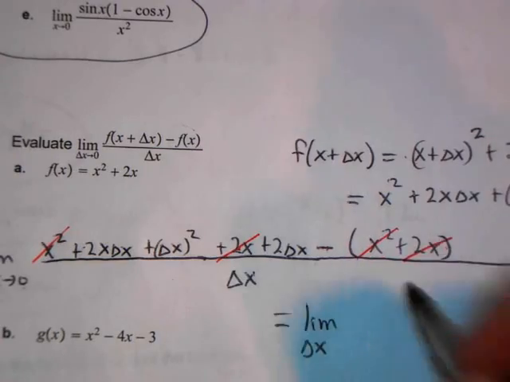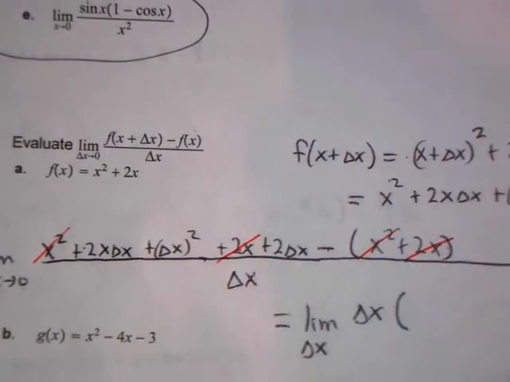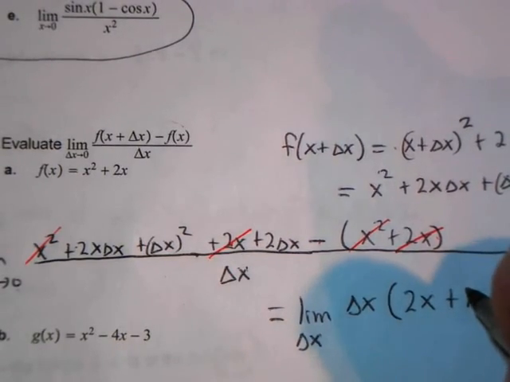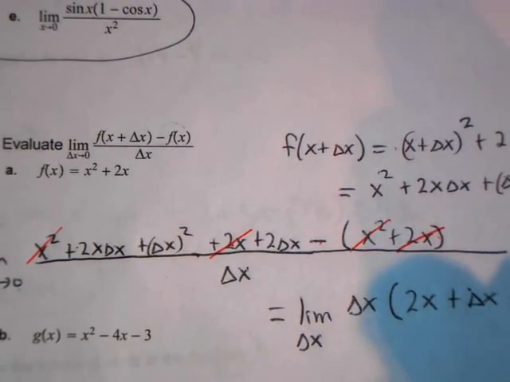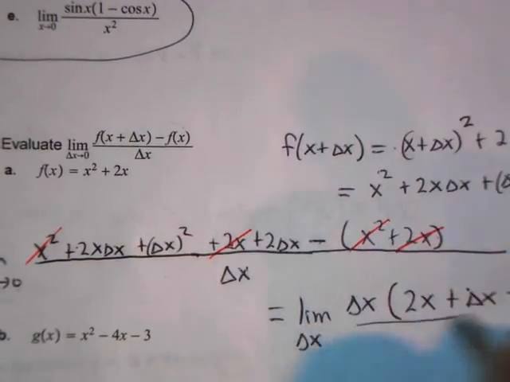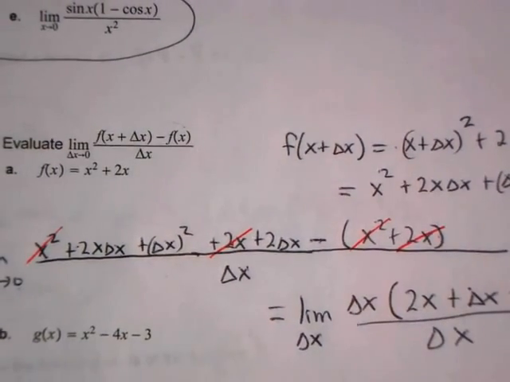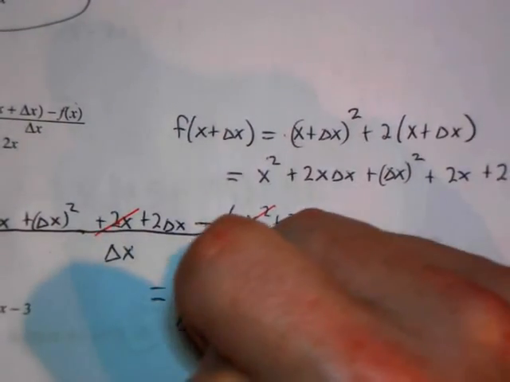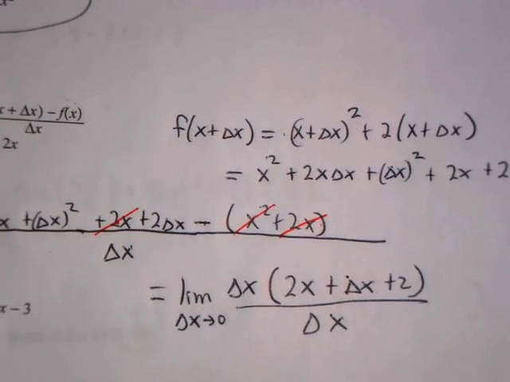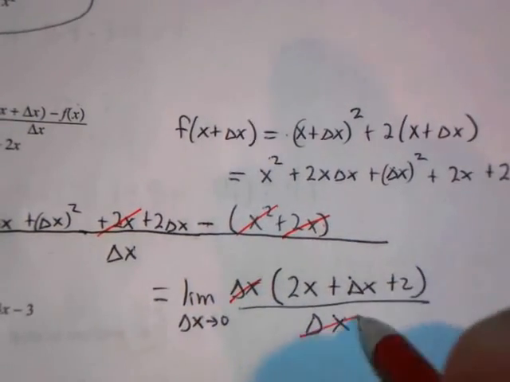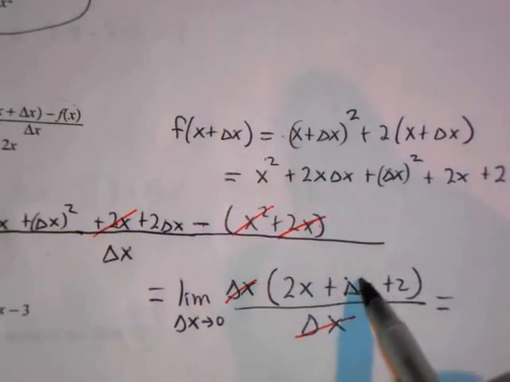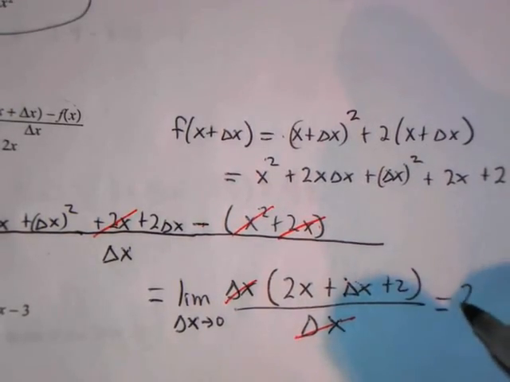So, with everything left on the top, I'm going to factor out a delta x. When I factor out delta x, I'm left with 2x plus delta x plus 2. And then I have delta x on bottom. A wonderful thing happens. Oops, delta x is going to 0, I forgot. A wonderful thing happens. You can reduce the delta x with the delta x, and now you can plug in delta x. When I plug in delta x equals 0, I get 0 right there. I'm left with 2x plus 2.